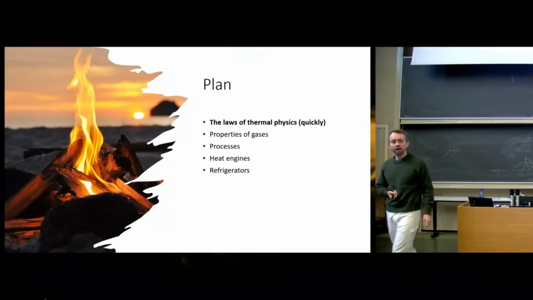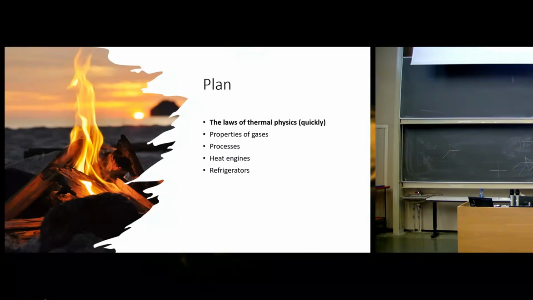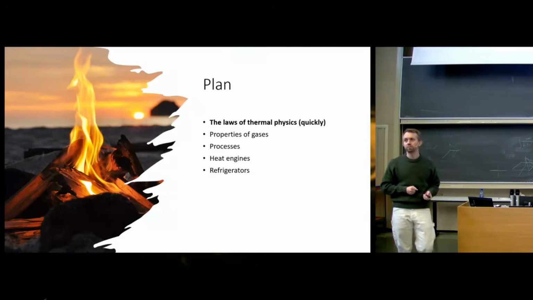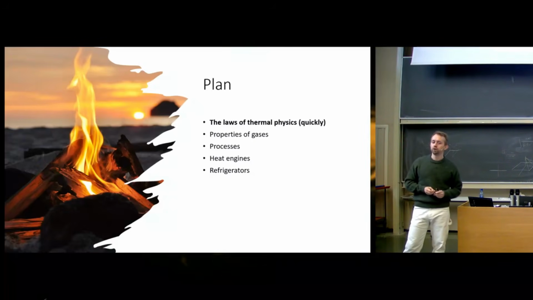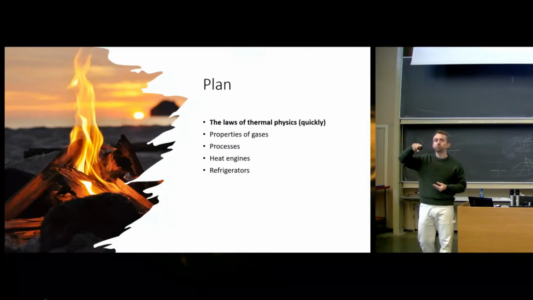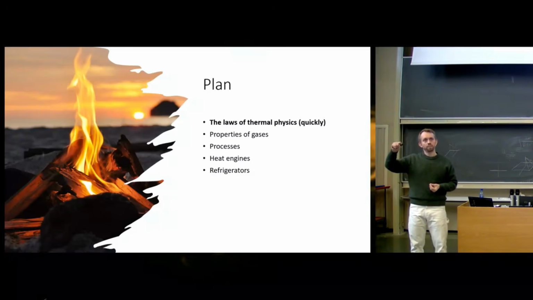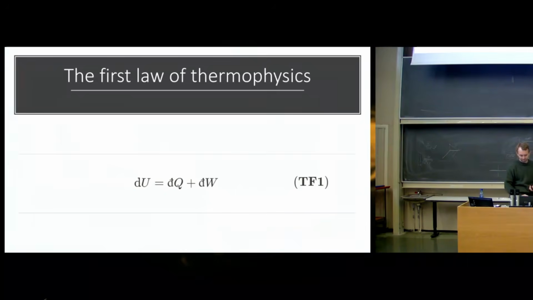So the plan for today is the following. I'm going to very quickly repeat the two laws of thermal physics because we're going to use them later. Then some properties of gases, which is going to be important to study how an engine actually works. Then we're going to look at the processes, or just a list of them. And then we're going to see how those processes are used to create a heat engine. And then we're going to flip the heat engine on its head and explain how that results in refrigerators.